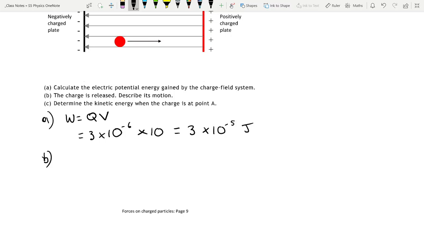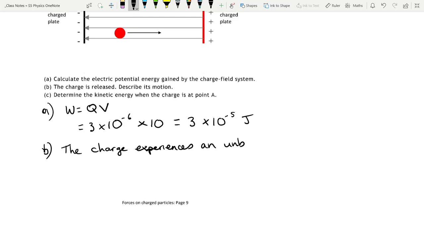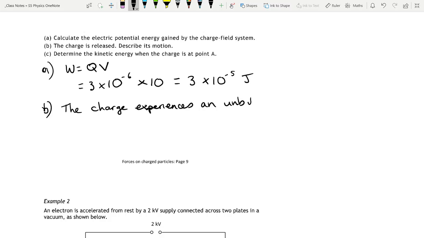Okay, so the charge experiences an unbalanced force, so accelerates towards A, so basically back towards A.